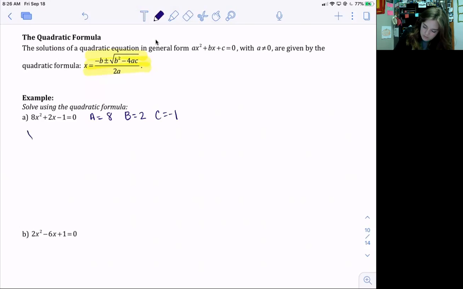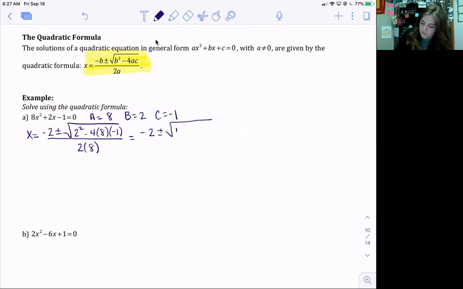So if we plug in, we have x equals negative 2 plus or minus the square root of 2 squared minus 4 times 8 times negative 1, all over 2 times 8. So if we simplify, we have negative 2 plus or minus the square root. 2 squared is 4. Negative 4 times 8 is negative 32, times negative 1 is a positive 32. All over 2 times 8 is 16.